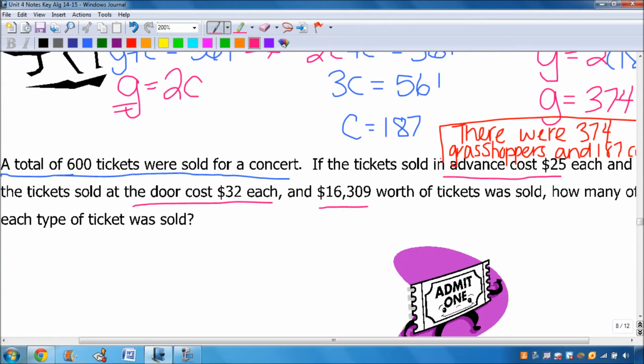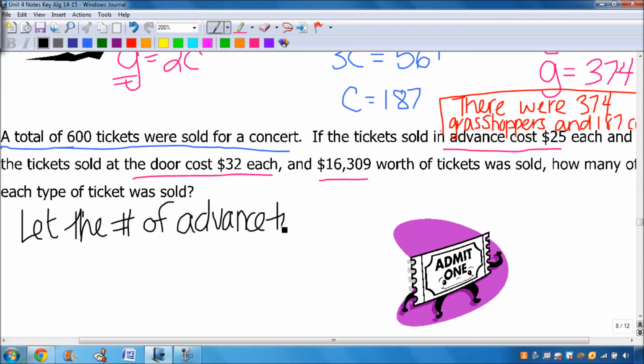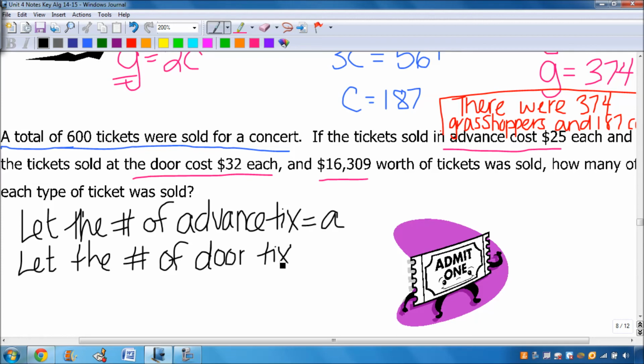So again, I gotta ask myself, how many things do I not know? 2. I don't know the cost, or I don't know the number of advance tickets. So I'm going to say let the number of advance tickets equal A. Okay, and I don't know the number of door tickets, right? So I'm going to call that D.